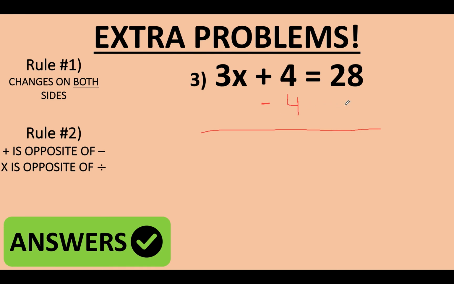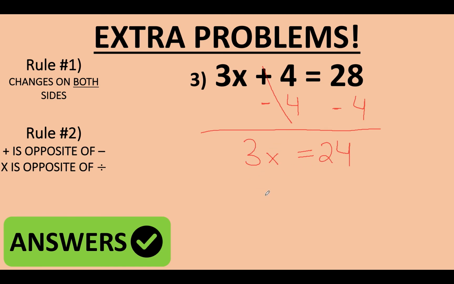So if we have a minus 4 over here, I have to have a minus 4 on the right side. On the left side, the plus and minus cancel each other out, so I'm only left with 3x. Bringing down that equal sign, and then 28 minus 4 is going to equal 24. Okay, we're getting one step closer.